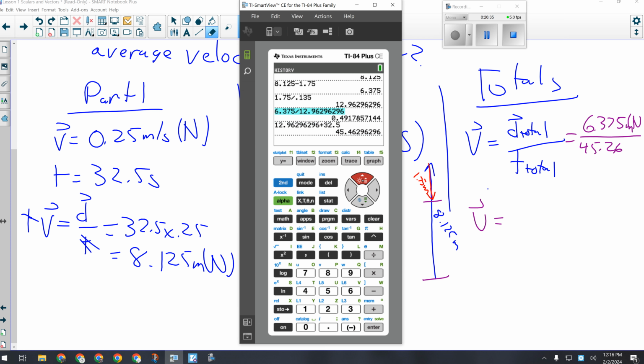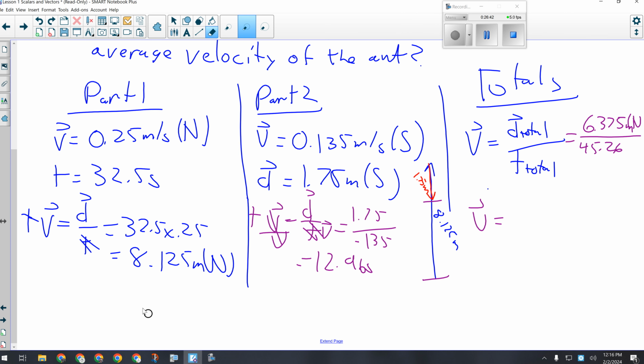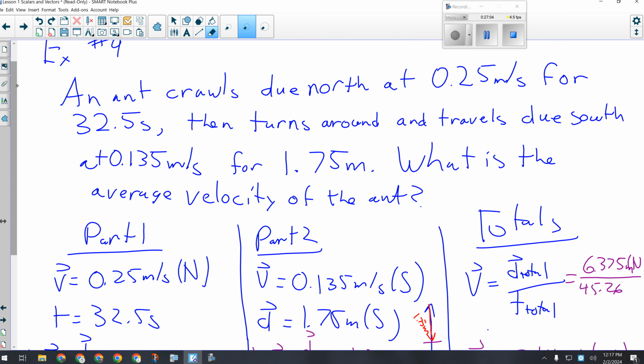Okay, so 6.375 divided by the now correct time. All right, 0.14 meters per second north. Is everybody happy with that answer? You should be. Yeah. All right, questions on that? Would it be 0.140 meters? Nope, because this number here only has 2 significant digits. Leading zeros are not significant.